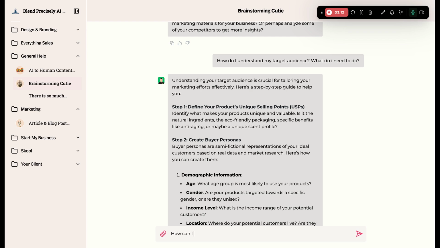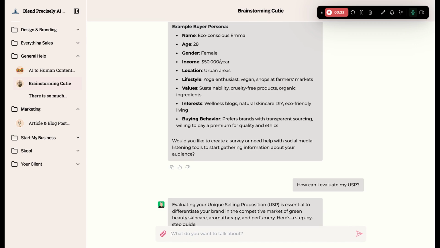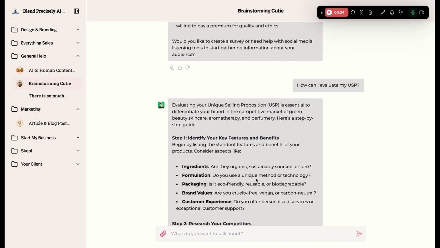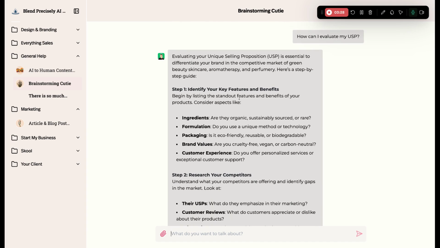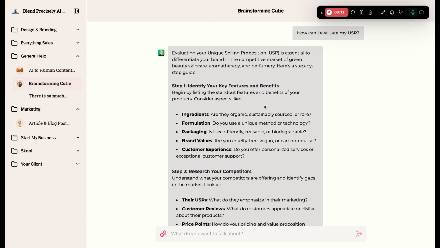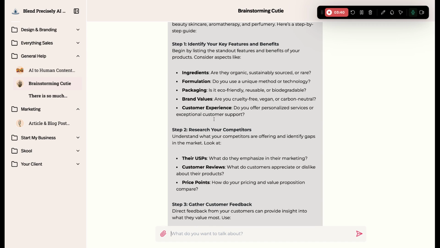How can I evaluate my USP? So I would just go always deeper and deeper because having a unique selling point in this case is super important. Identify your key features and benefits. Begin by listing the standout features and benefits of your products. Consider aspects like ingredients, formulation, packaging, brand values, customer experience.